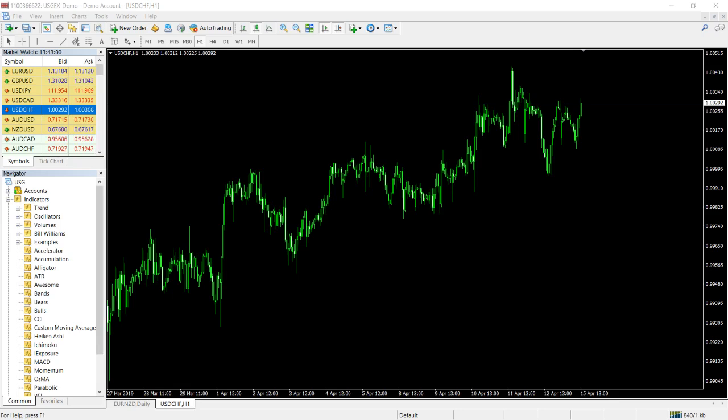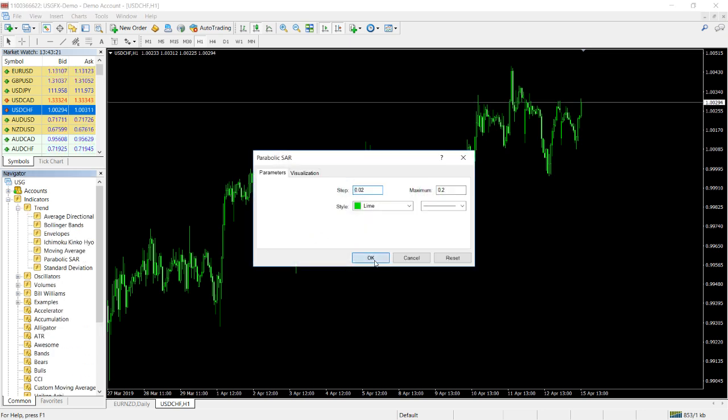Let's take a look at another indicator called the parabolic SAR, or what we call the parabolic stop and reverse. A lot of people use this for stock trading, and now you could actually utilize it for Forex. First off, let's go into the indicator section and go into the trends. And here you are, drag and drop, and OK.